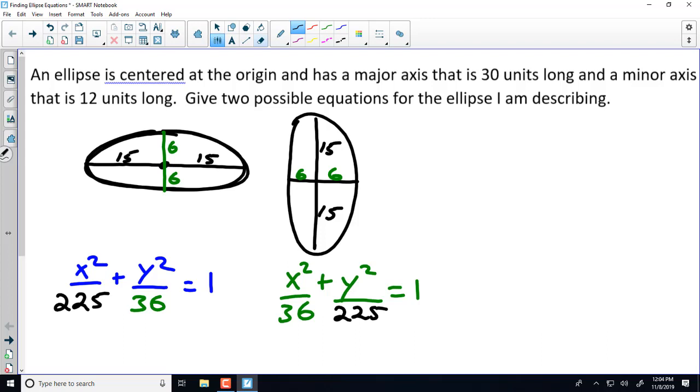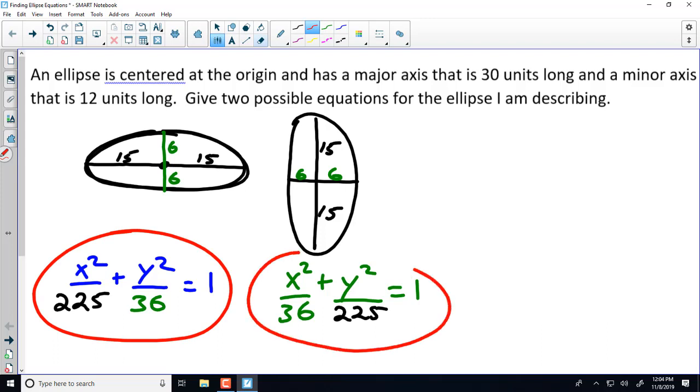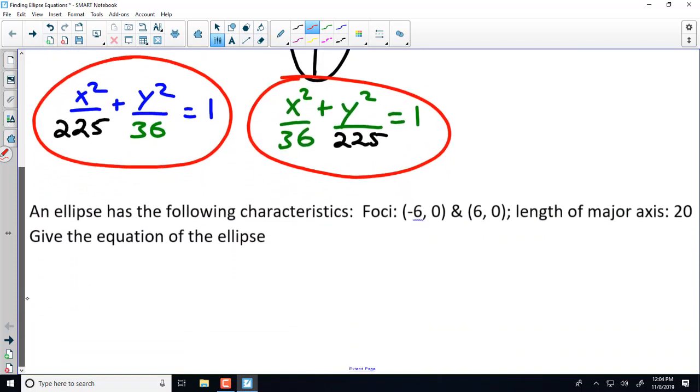So these are two different ellipse equations. These are not the same equations, they're two different ones because of where I put the 225 and the 36, but they both match the description of having a major axis 30 units long and a minor axis that is 12 units long. All right. Next problem.